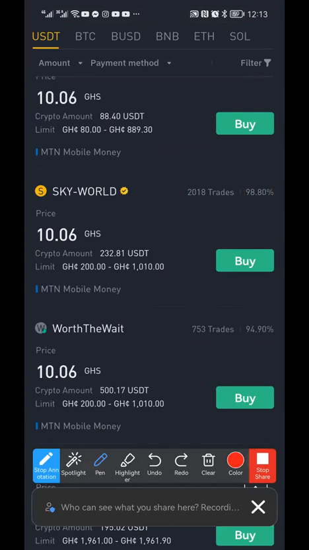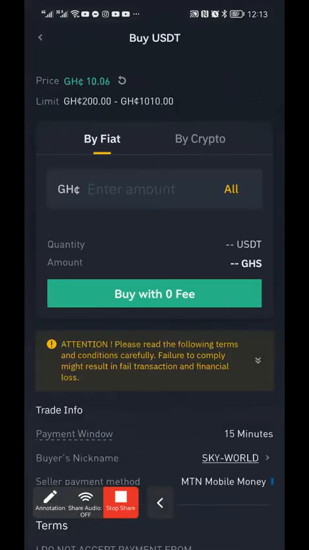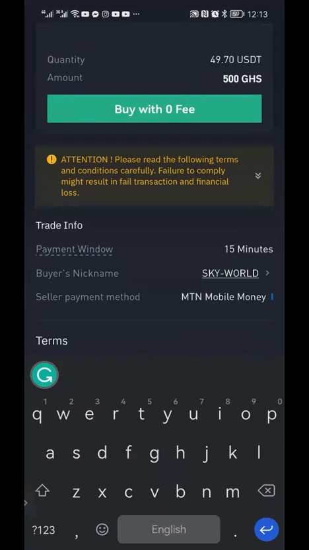So let's say you want to buy from Skyward. You click on buy. Then we have how much you want to buy. Maybe in cedis you want to buy like 2,000. But I see as I tap one, his minimum is 200 cedis. So let's say 500. And it tells you the quantity of USDT you want to buy. Now these are his information or requirements. Buyer's nickname is Skyward. His mode of payment is mobile money.